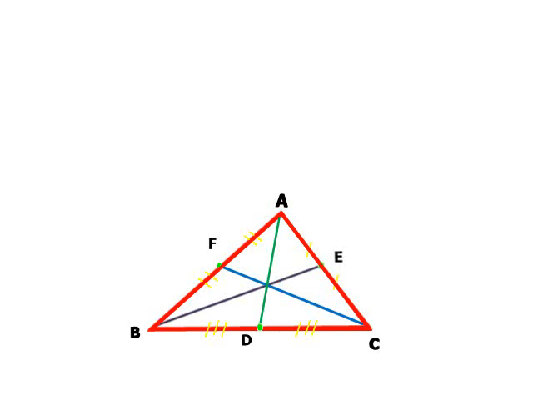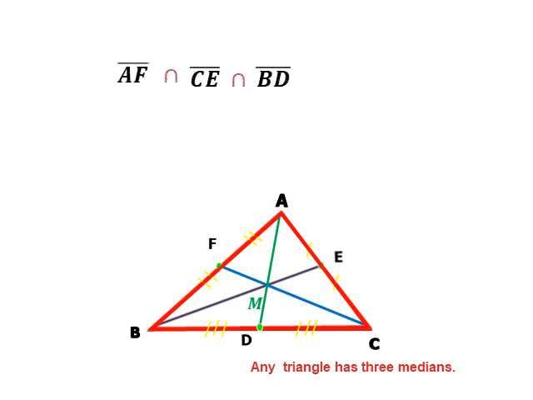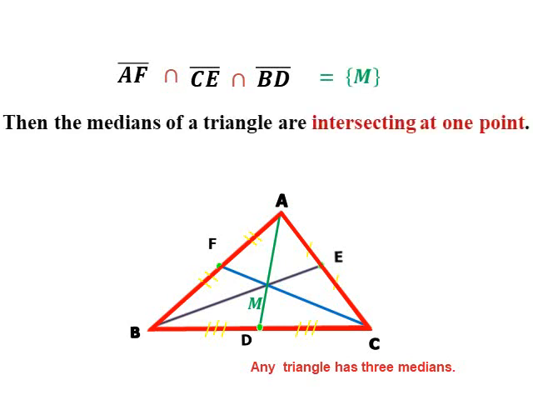Yes, centroid. Yes, centroid of medians. So this point M we call the centroid of medians. Any triangle has 3 medians. Wonderful. So let's speak about that again. AF intersects with CE and BD at one point. This point is the point of intersection of medians, or the centroid of medians.